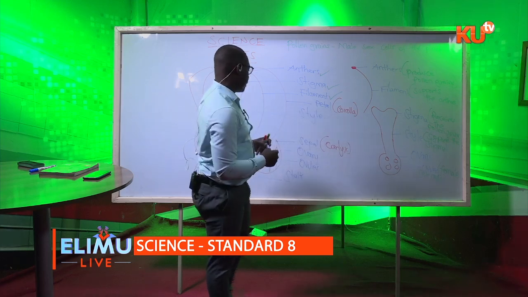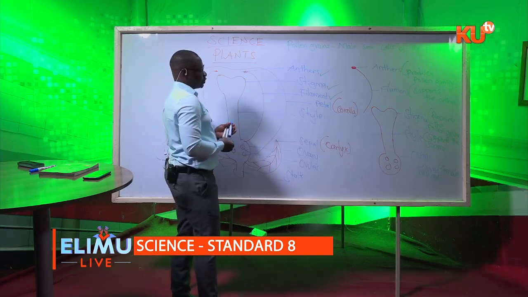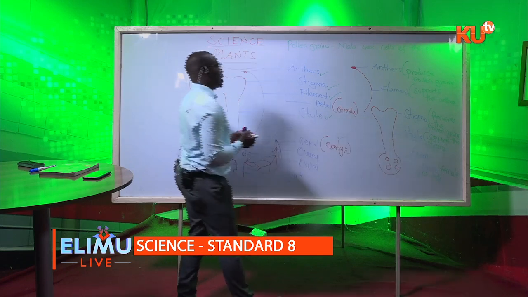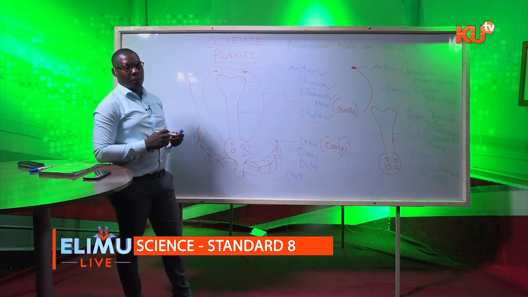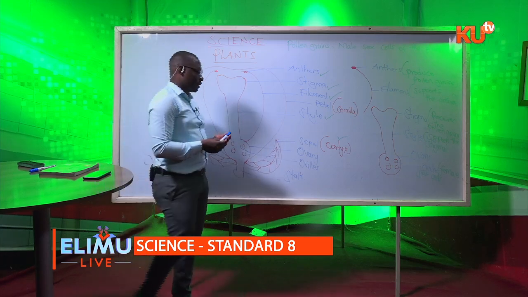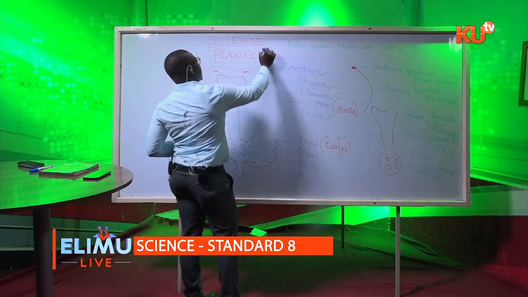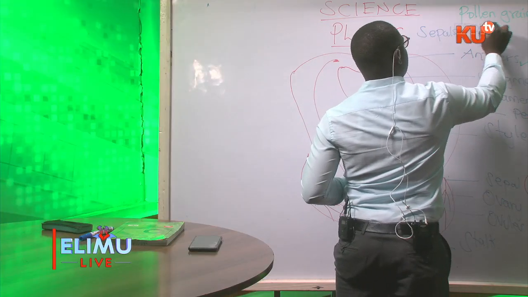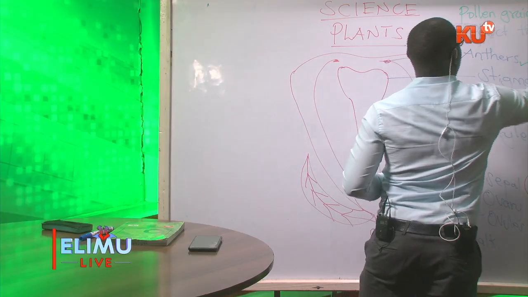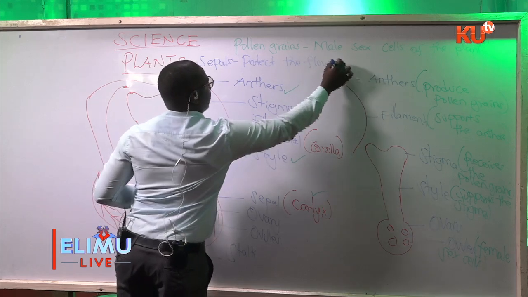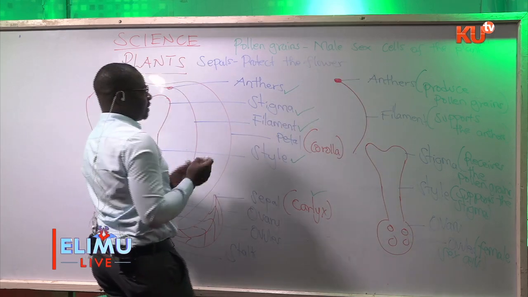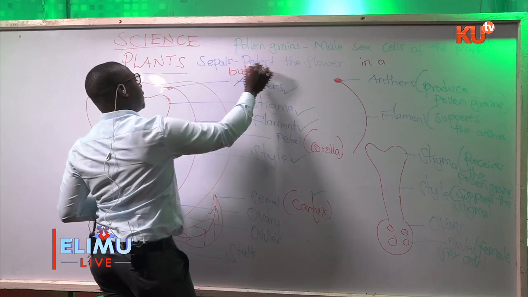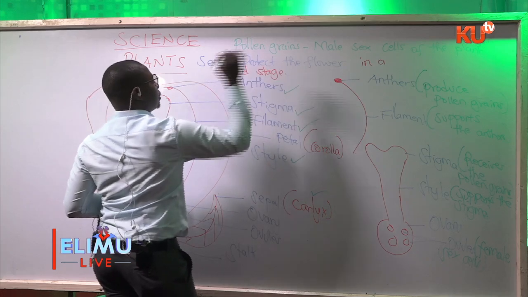We have looked at the function of the style. So we look at the function of the sepal. The function of the sepals is to protect the flower. They protect the flower in a bud stage.